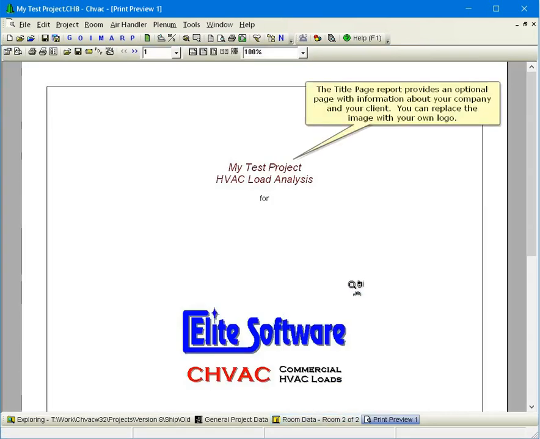The title page report provides an optional page with information about your company and your client. You can replace the image with your own logo.